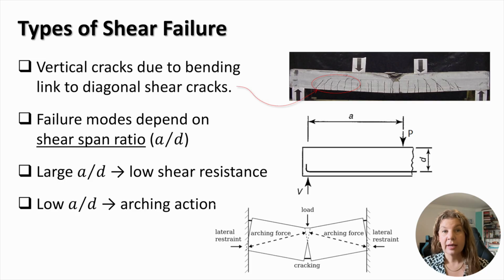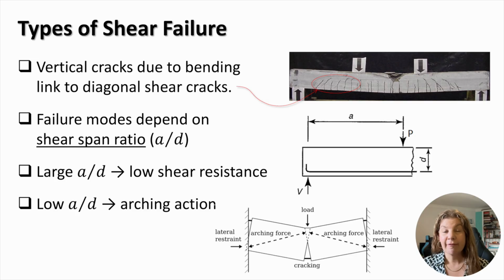Beams can fail in bending or shear depending on the shear span or a/d ratio, where a is the distance between the vertical external loads causing shear and d is the effective depth of the section. Large shear span ratios are characteristic of long and shallow beams, which can resist only small shear forces. Low shear span ratios are characteristic of short and deep beams, which can resist large shear forces through arching action.